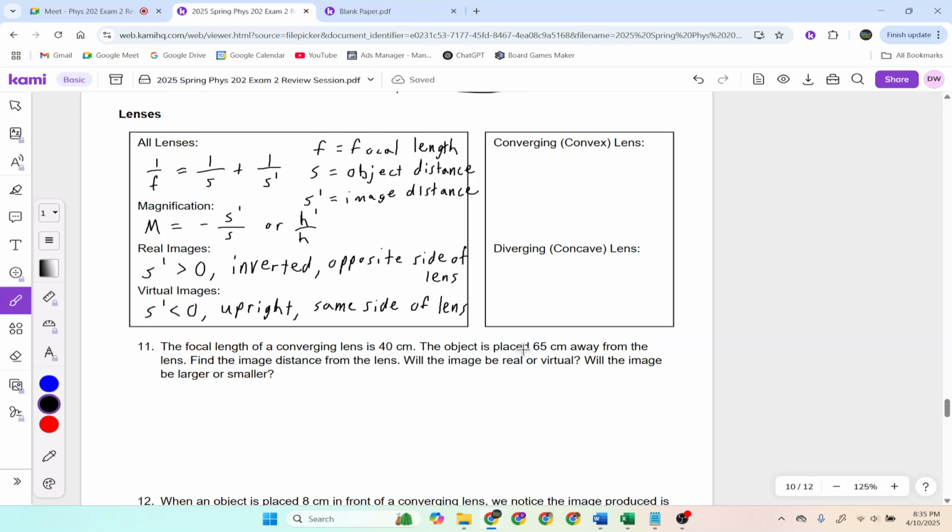Okay. Finally, we have the converging lens versus the diverging lens. Here's what you need to know. For the converging lens, everything I'm about to say is for the math: f is greater than 0. It has a positive focal length. What does that mean? It's a positive number. That's all you need to know.